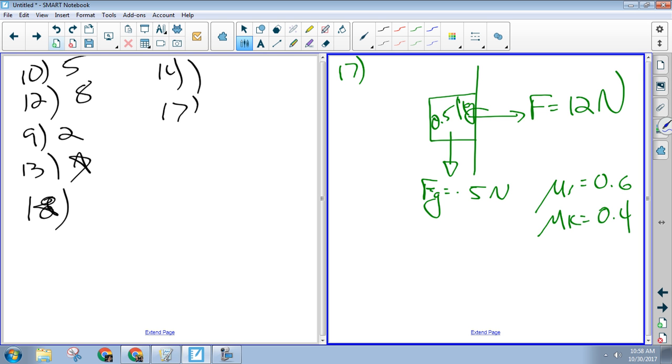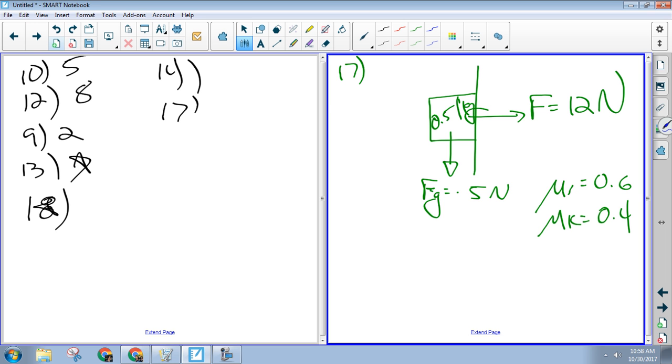So we need to think horizontally and vertically, right? So horizontally, we've got 12 newtons pushing the block to the right. Why doesn't it move to the right? Normal force. Because there's a wall in the way. What do we call the force from the wall? Normal force. Which way does it point? That way. To the left.